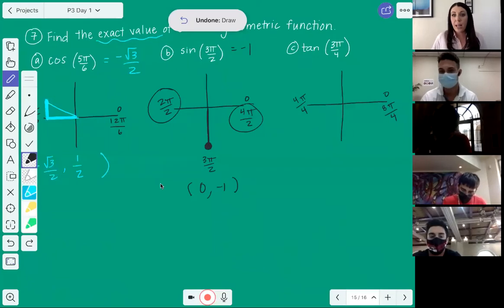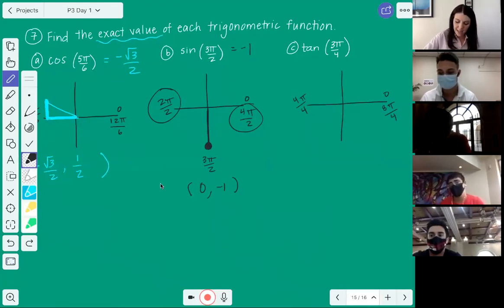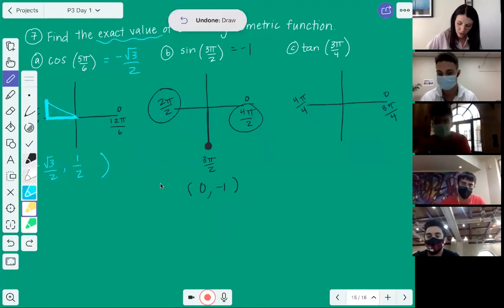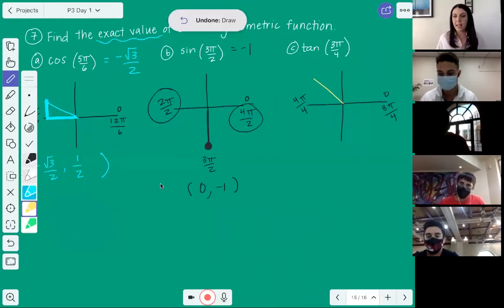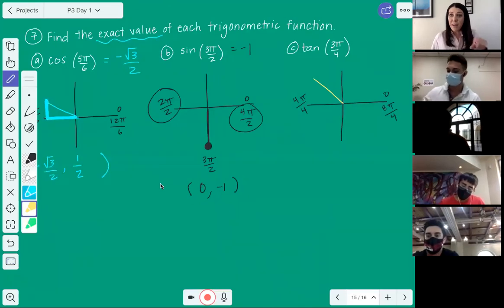Is it bigger than 4 pi over 4 or smaller than 4 pi over 4? Smaller. Smaller by how much? By pi over 4, meaning it's pi over 4 away from 4 pi over 4 in the second quadrant. I expect to see this work.